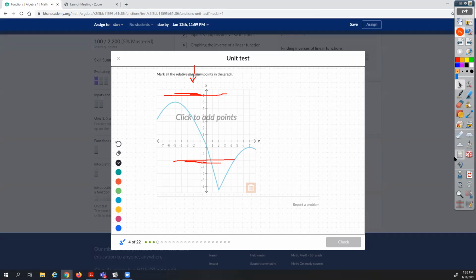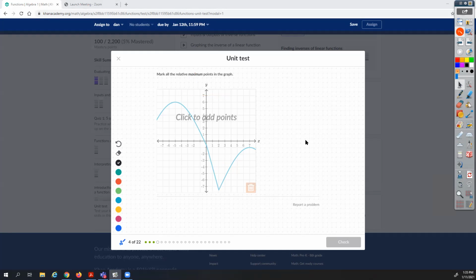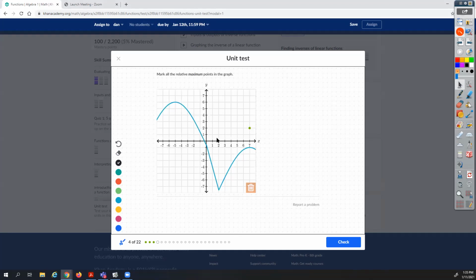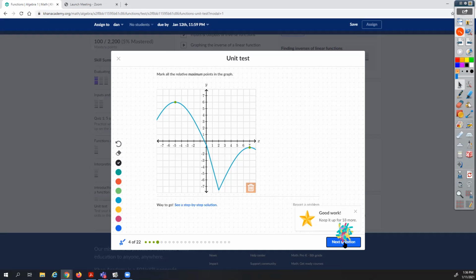So my answer is going to be -4 all the way to +9. So let's take a look at the next one here. Let me clear that off. All right. So what is the relative maximum? The relative maximum are the maximum points of the graph. You have a relative maximum, relative minimum.